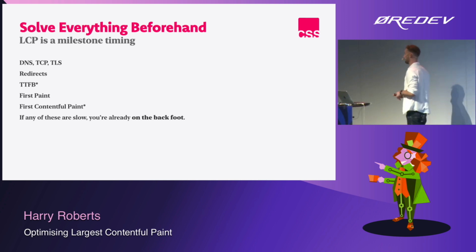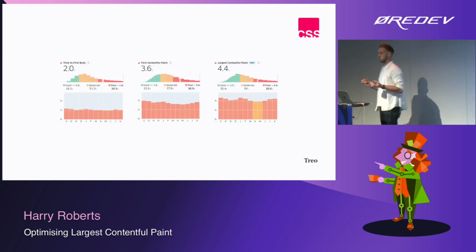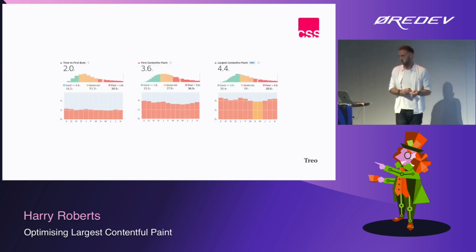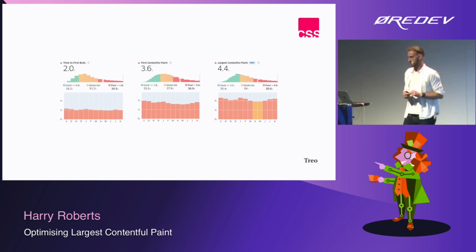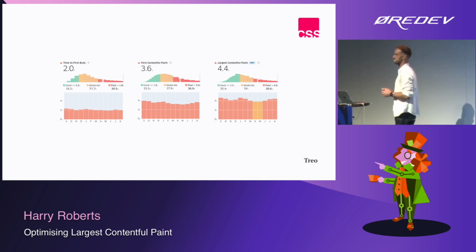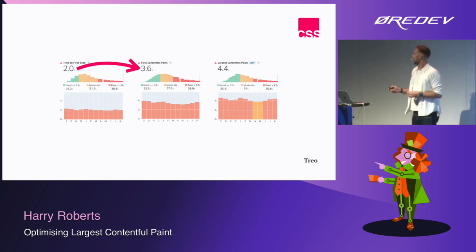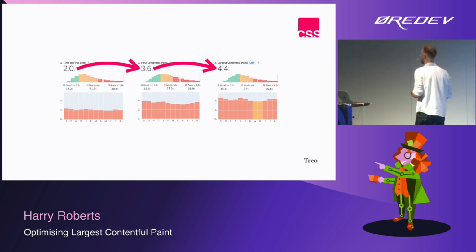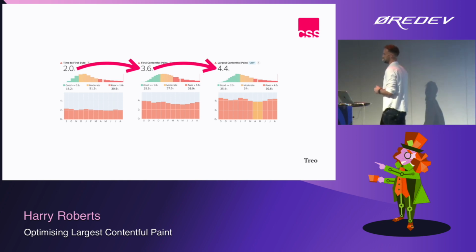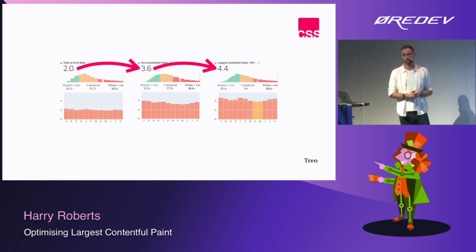If any of those on that slide are slow, you are already going to be struggling to hit that 2.5 second budget. Here is a really interesting client of mine that I'm about to begin work with. We've got 2.5 seconds to get to LCP. They're already losing 2 seconds to time to first byte. And then from every step onwards, they're losing more and more time until they've way overshot that 2.5 second budget. Solve everything beforehand. That's my first bit of advice.